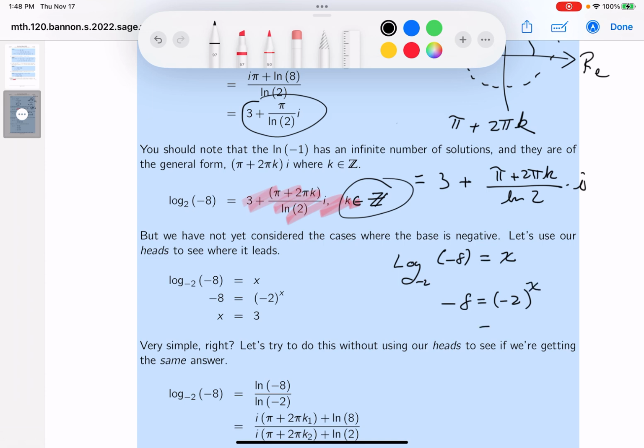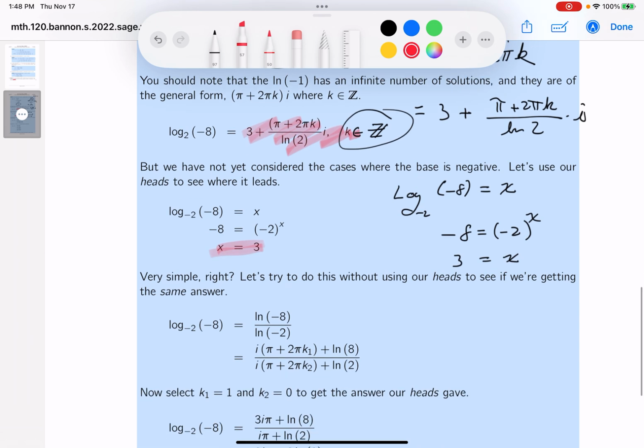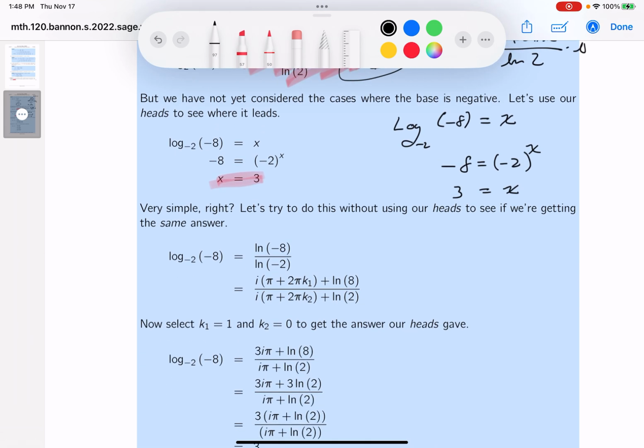And I can say it looks pretty easy. And that's just x equals 3. That's pretty simple, by the way. And we used our head. We got it. Right? Unfortunately, we're missing some answers. So let's talk about it. And let's talk about going back to what we were doing.